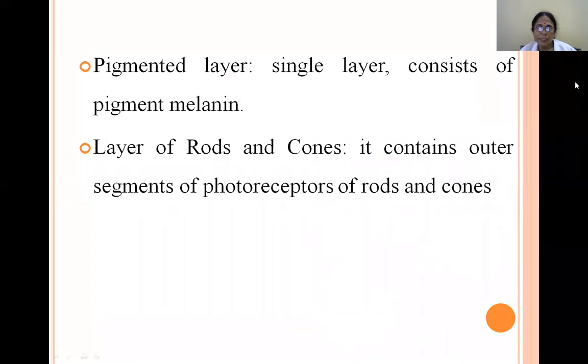The pigment layer consists of the pigment melanin. The pigment layer is a single layer. And the second layer, which is important, is the layer of photoreceptors, rods and cones.